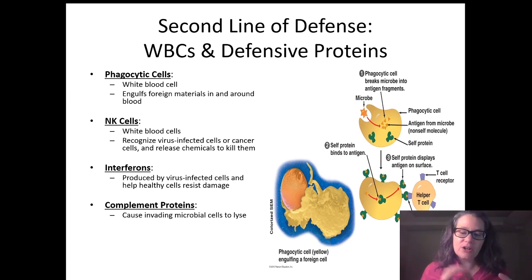Complementary proteins, there are some different proteins, like your natural killer cells secrete, that can dissolve or lyse, so break different kinds of bacteria, pathogens, viruses, etc. that you come into contact with. So this would also be in this non-specific class and this second line of defense.